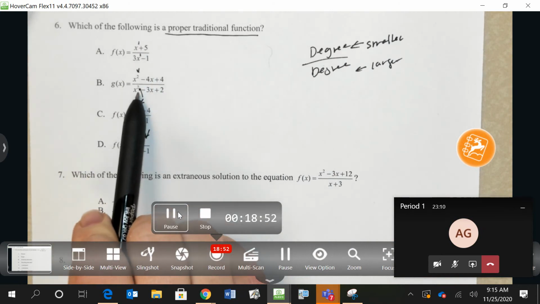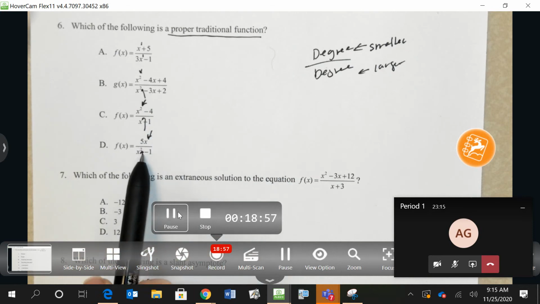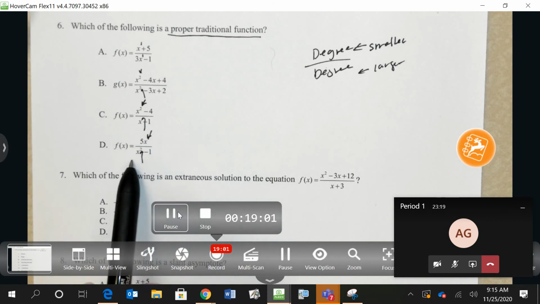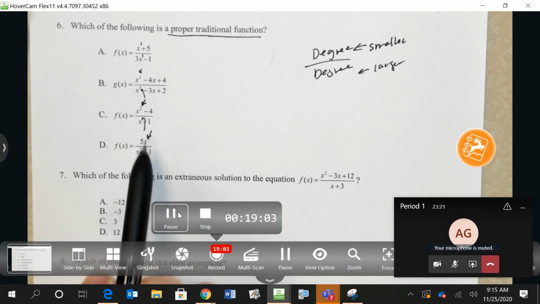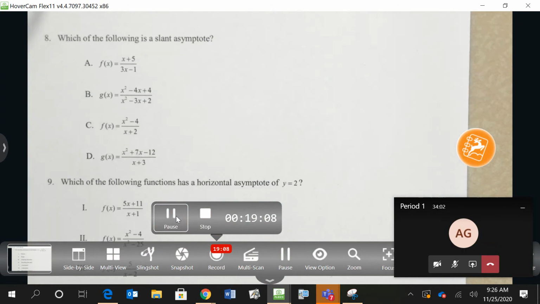2 and 2, they're equal, that's not going to work. 2 and 1, okay, not going to work. 1 and 2, so this has a hidden 1 and a 2. The degree on top is a 1, degree on the bottom is a 2, so the top is smaller than the bottom for the degree. This is improper. I come back to 7, but let's talk about 8.